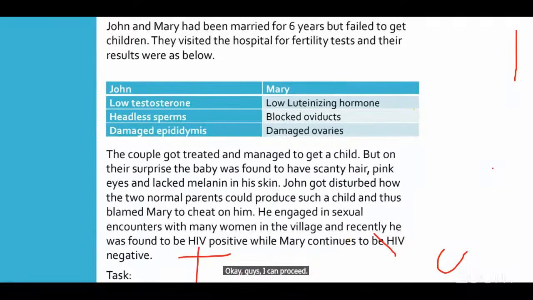So John had headless sperms. Therefore, fertilization did not occur because the heads are meant to penetrate the ova for fertilization. Thus, they could not bear a child.